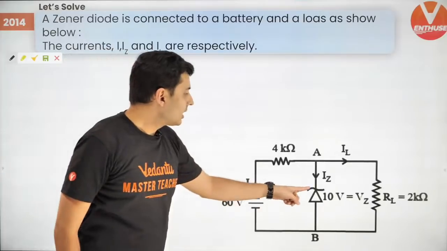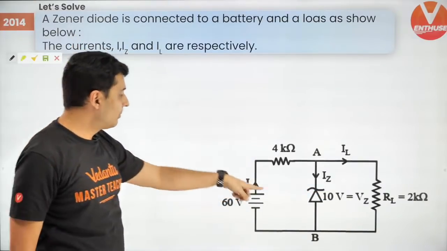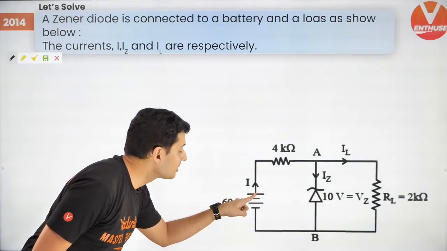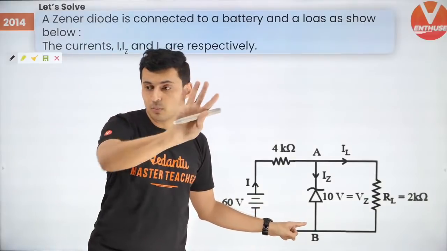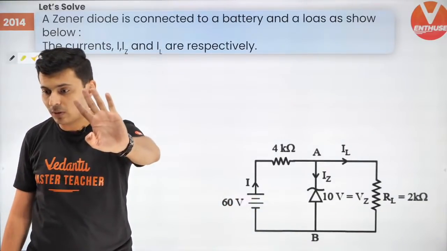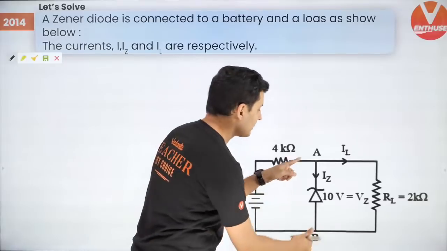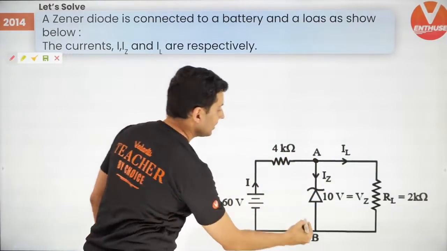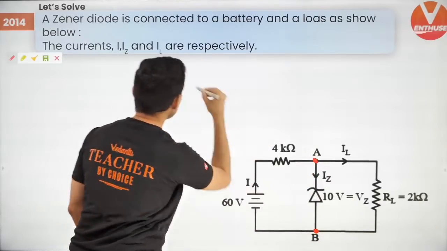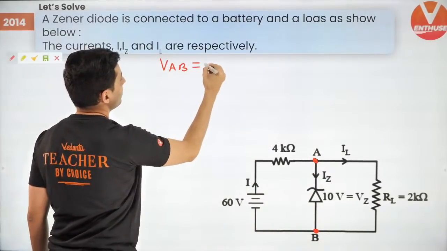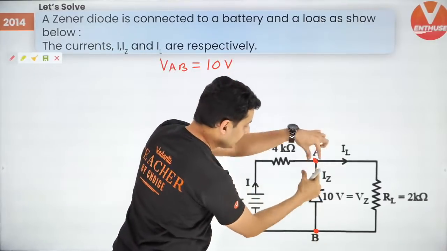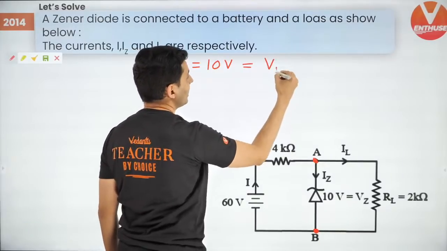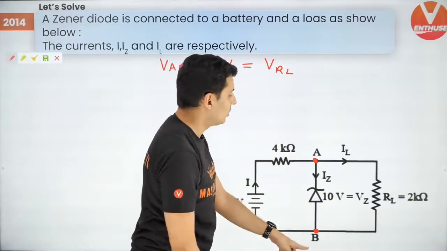First of all, this Zener diode has a breakdown voltage of 10 volts. You are applying 60 volts. Don't you think it would have already broken down? Yes or no? It would have already broken down. Correct, guys? So that means between points A and B, there is already 10 volts. The voltage between A and B is already 10 volts. And this diode and this resistor are already in parallel. So that means the voltage across RL is also 10 volts.